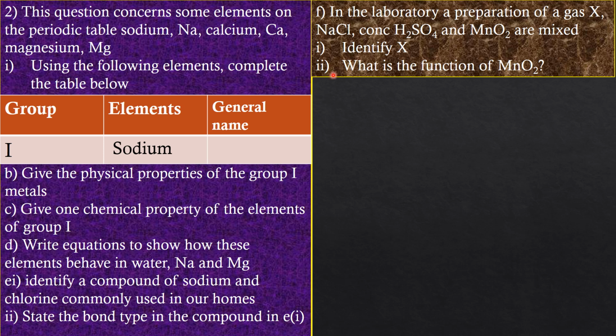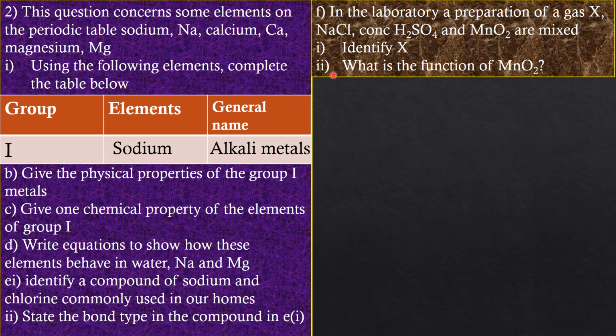The general name in this case is simply alkali metals, because the general name given to group 1 elements is alkali metals. For group 2 elements, it is known as alkaline earth metals. Group 7 elements are known as the halogens, while group 8 elements are known as the inert gases or the rare gases, or the group 0 elements.